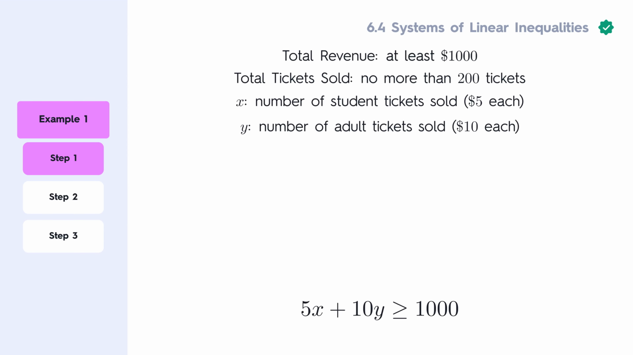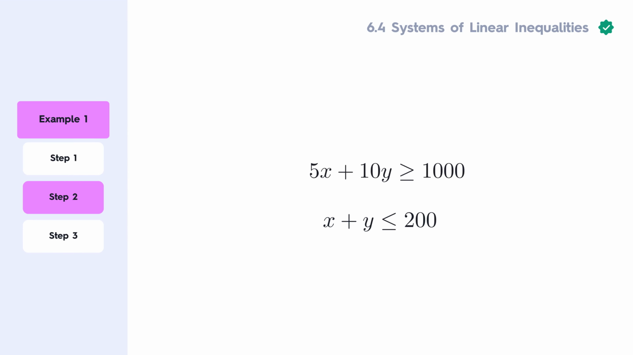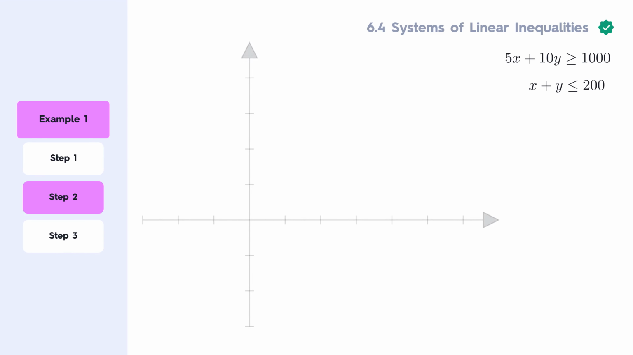The second condition states that no more than 200 tickets will be sold. This means the total number of student and adult tickets combined should be at most 200. We can write this inequality as follows. Now we have a system of two inequalities. One that represents the total revenue and one that represents the total number of tickets sold. Next, we'll graph each inequality on the coordinate plane.